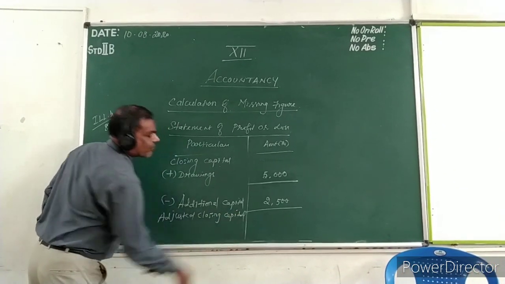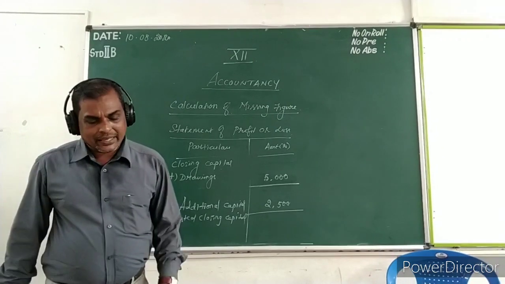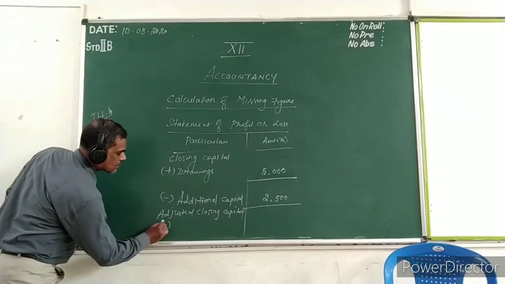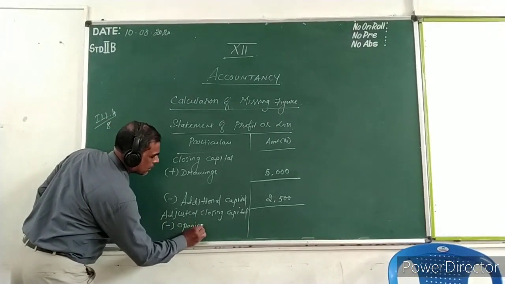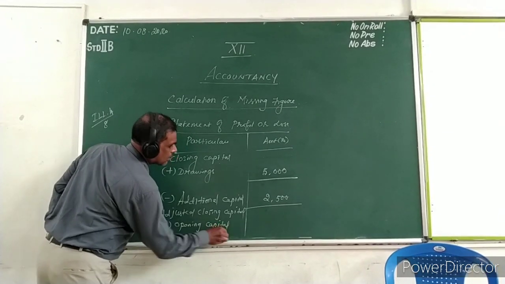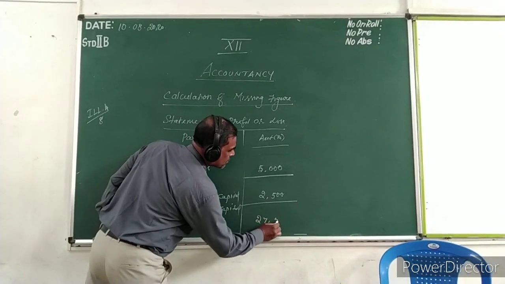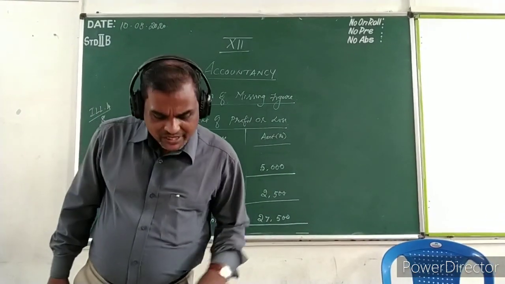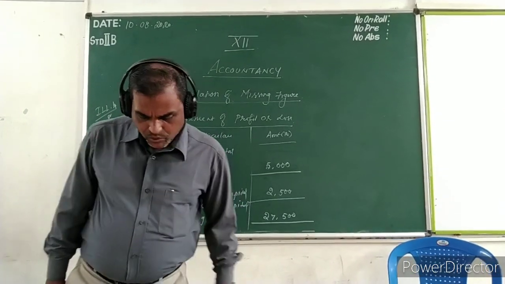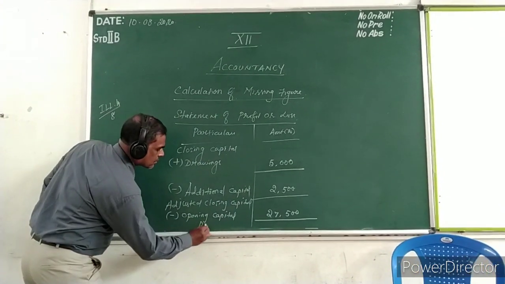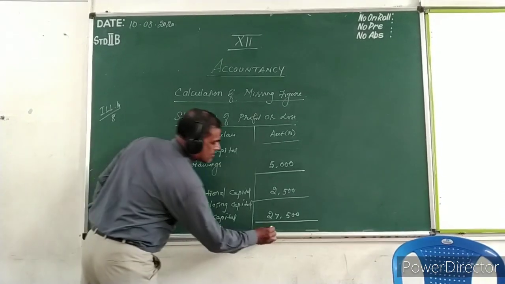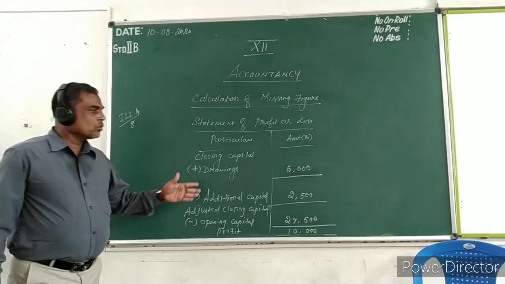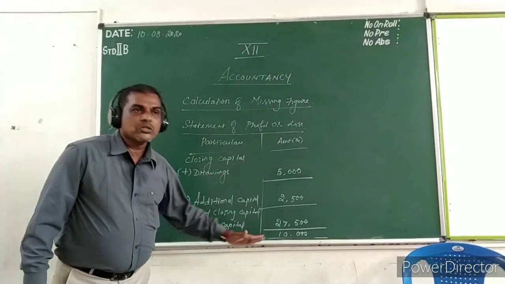From this we have to deduct the opening capital. Here the opening capital value has been given: 27,500 less opening capital 27,500. In the sum they have given the profit. What is the value of profit? Rupees 10,000.